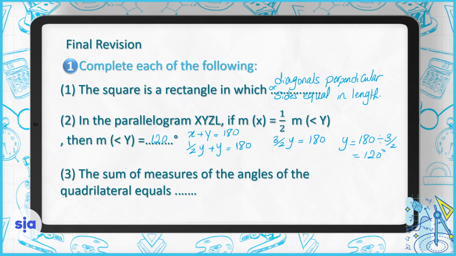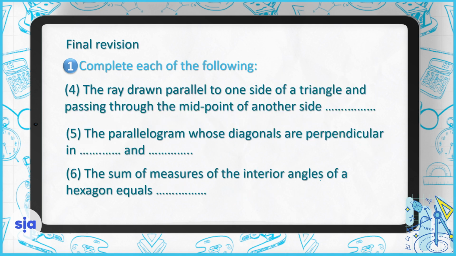Question 3, the sum of measures of the angles of a quadrilateral is what? Yes, excellent, it is 360 degrees. From where did we get it? It's 4 minus 2 times 180 is 360. Question 4. The ray drawn parallel to one side of a triangle and passing through the midpoint of the other side, yes, excellent, bisects the third side.